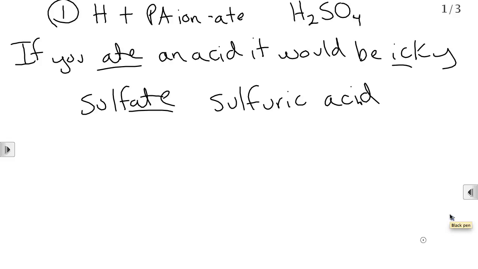So if you've got hydrogen and you see hydrogen bonded with a polyatomic ion that ends in -ate, you drop the -ate and make it -ic. If you ate acid, it would be icky. That's pretty straightforward, right?